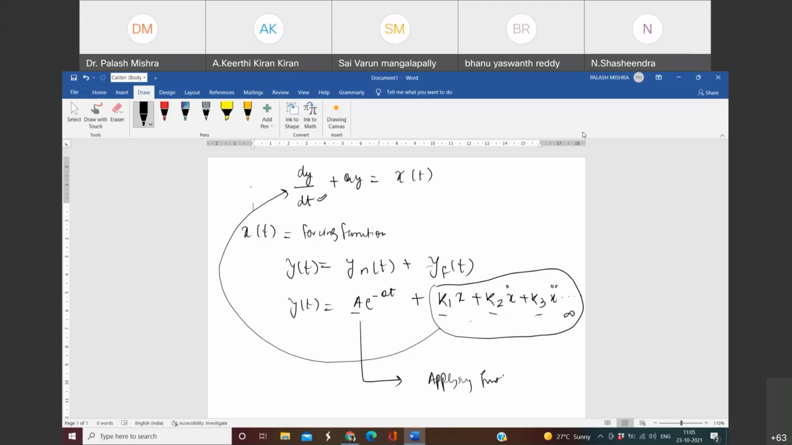But please remember, if you are applying the initial conditions, it should be after you solve for k1, k2, and k3. Don't apply the initial conditions without solving for k1, k2, and k3. That is mandatory. So I'll give you one very small example regarding this, and please solve that example and let me know the answer.